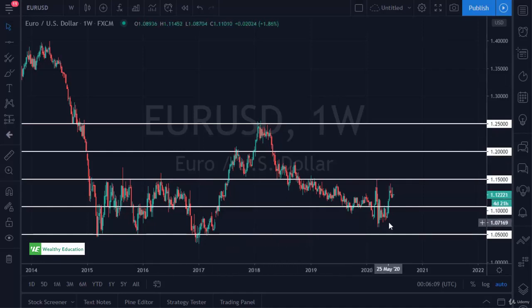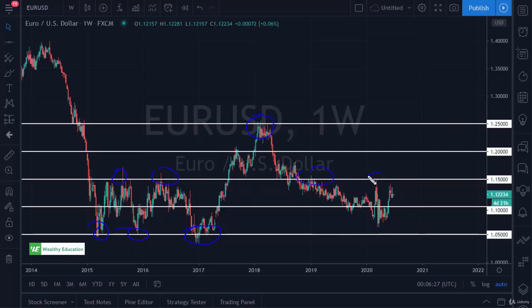Some of them are much more relevant than others. Like 1.15, for example, is very relevant, just as 1.05 is. 1.25 is most certainly relevant. 1.20, relevant. 1.10, relevant. But notice how some of these are a little bit more stringent than others. There. Definitely down here. And right here.